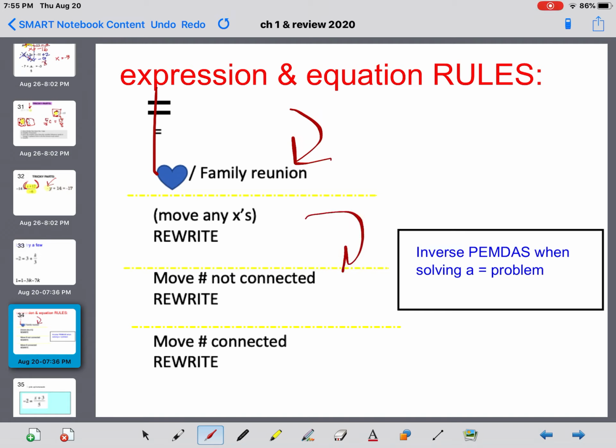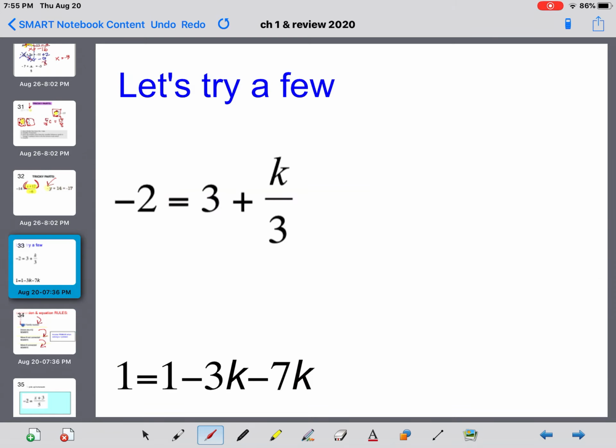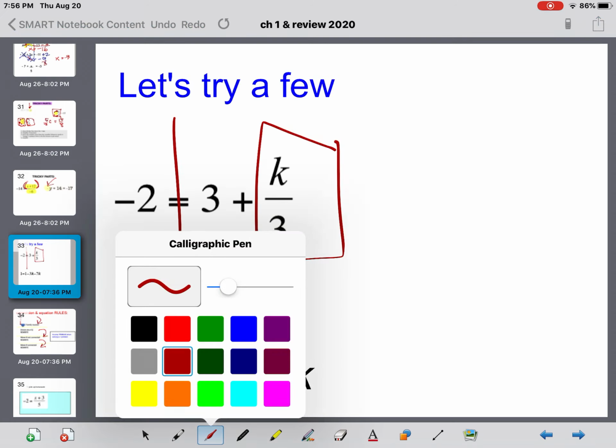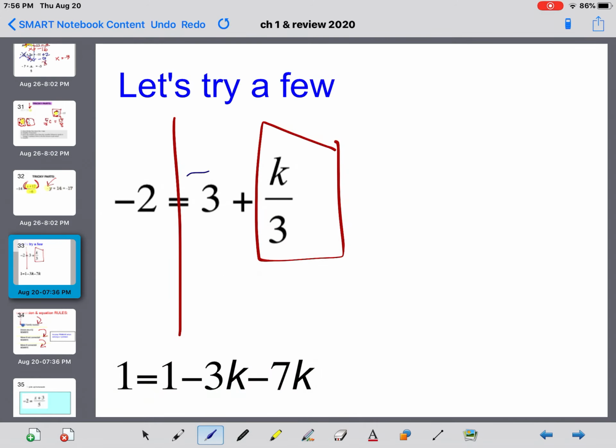And then we're going to move the number that's not connected to the variable and then rewrite it. And then we're going to move the number that is connected to the variable and rewrite it. Now, if you're not sure what that means, watch. Let's try this one. This one is connected to the variable. It's being held kind of captive. So I'm going to take this positive 3 and move it to the other side because it's the one that is not touching the letter. In order to get to the other side, over here with his buddy to freedom, he's going to go from positive 3 to negative 3.